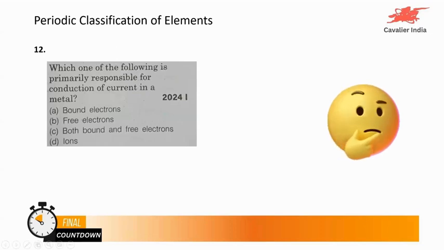Next, which one of the following is primarily responsible for conduction of current in metal? So in metal, why is current conducting? Option A is bound electron, option B is free electron, option C is both bound and free electron, option D is ions. Which is the right answer? Any idea?